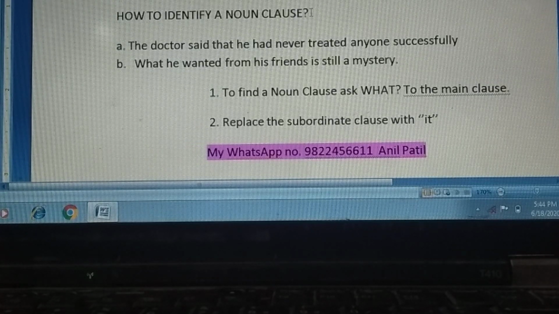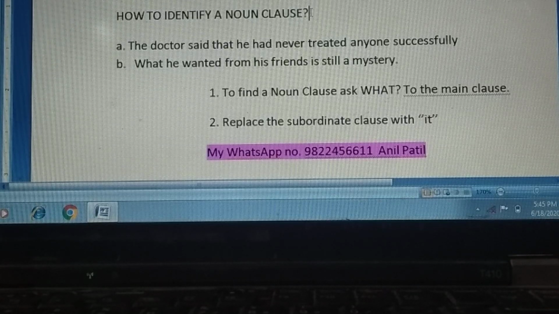Let's learn how to identify a noun clause in the given complex sentence. We are going to see two examples and the ways of finding noun clause. There are three subordinate clauses: noun clause, adjective clause, adverb clause. In the previous video, we saw how to identify subordinate clause and main clause. Now let's learn how to identify whether it is noun clause or not.